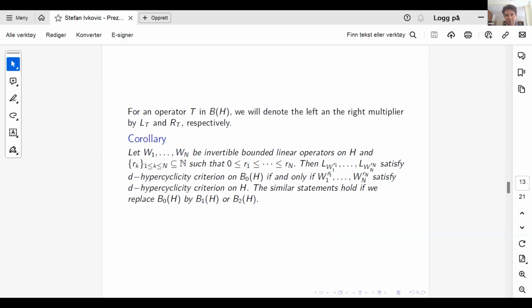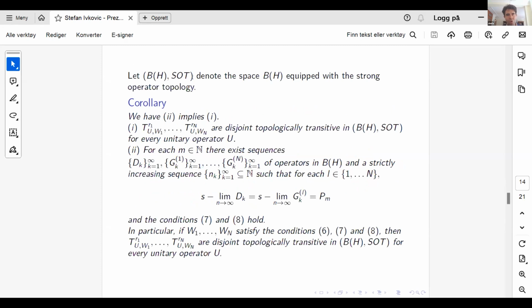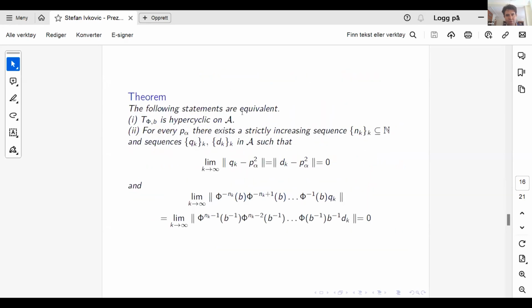And then, as I said, we have examples of these operators which satisfy the hypercyclicity criterion on H, which automatically give us densely disjoint hypercyclic left multipliers. And I would just like to summarize the talk: you can consider even more general topological spaces like B(H) equipped with the strong operator topology, and then these operators will be disjoint topologically transitive on this space for every unitary operator U, whenever these operators W satisfy the hypercyclicity criterion on H. And also we have some algebraic generalizations to arbitrary non-unital C-star algebras.